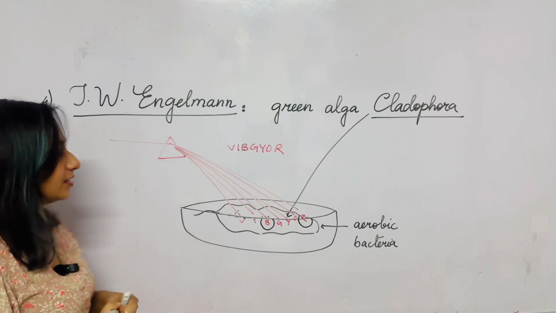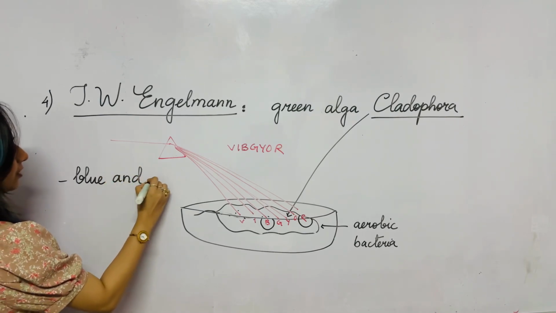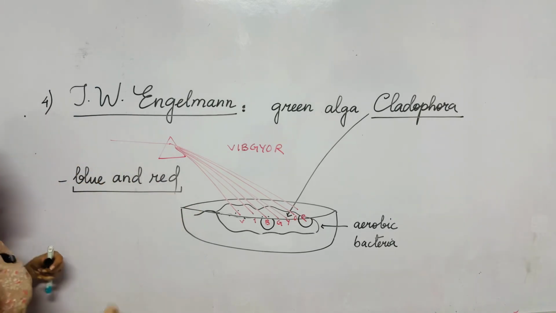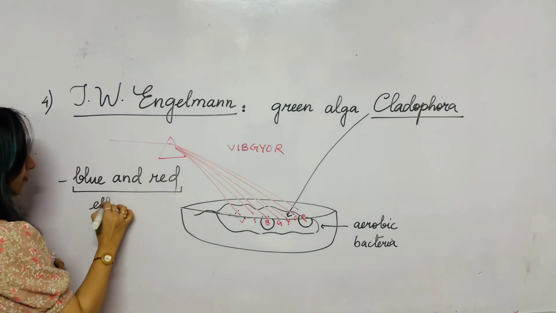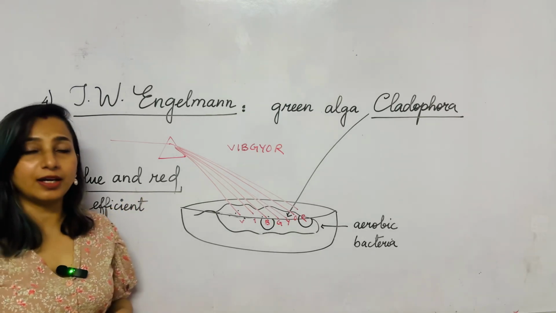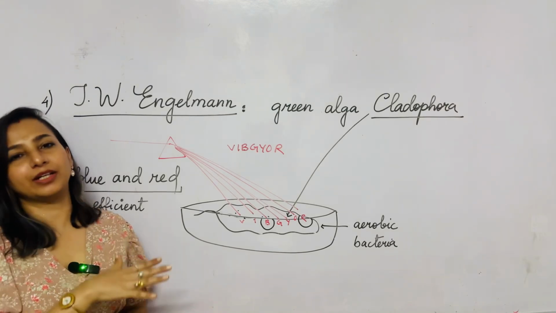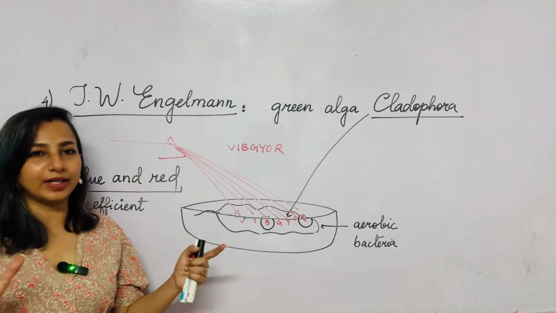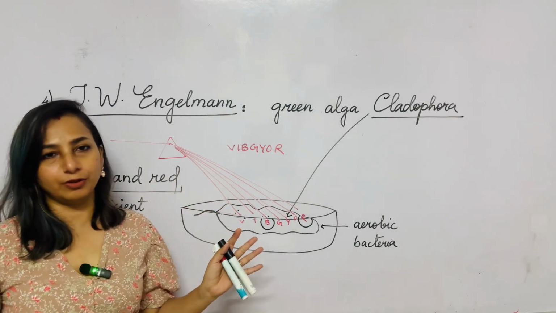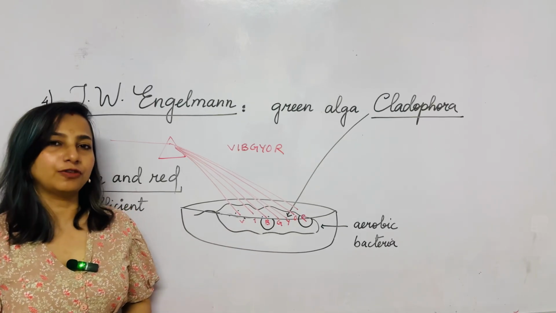wavelengths. So from this he suggested that for photosynthesis, which two wavelengths of light are necessary? The most efficient wavelengths are blue and red light. These are the most efficient wavelengths for photosynthesis. And he proposed the absorption spectra of photosynthesis. From his experiment, we know that we don't require all the kind of solar radiation, or all the wavelengths of Vibgyor. It is basically the blue light and the red light which is necessary for photosynthesis.